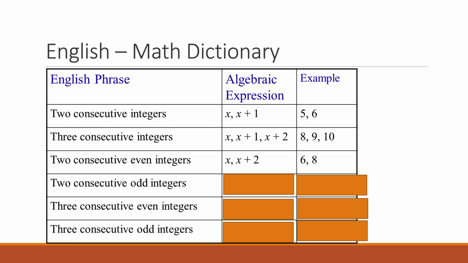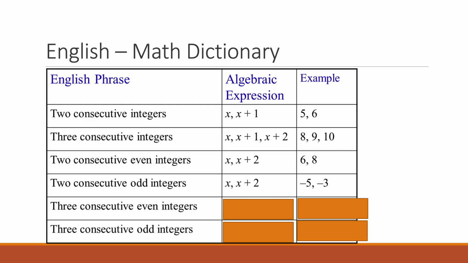Now, that kind of makes sense, right? Because we got consecutive even, and that goes from 6 to 8. So even, you go up by 2. Consecutive odd integers would go from, say, -5 to -3, or from 7 to 9. But the thing that can be a little bit tricky, unless you think it through, is that it is also x and x plus 2. Whether you're going from an even integer to the next even integer, you have to skip the odd in between. And if you're going from an odd to an odd, you have to skip the even in between.